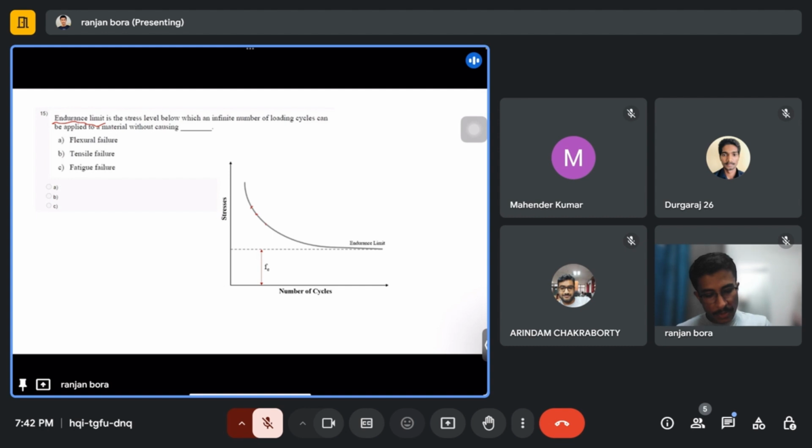that if we apply a stress below this dashed line, then we'll get infinite number of cycles for that material, and this limit is known as the endurance limit. The material can withstand the stress up to an infinite number of cycles if the stress value is below this particular endurance limit. So C is the answer, fatigue failure.